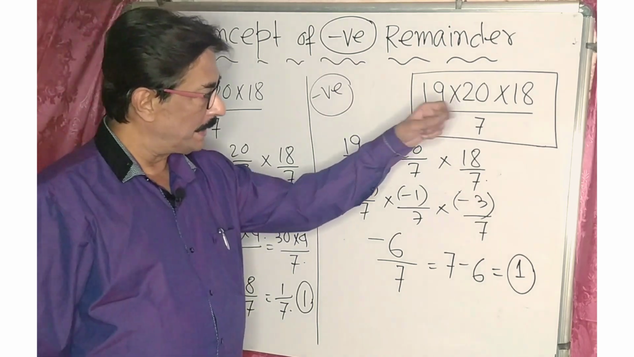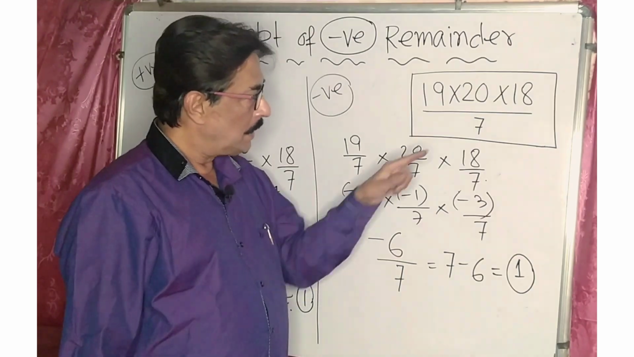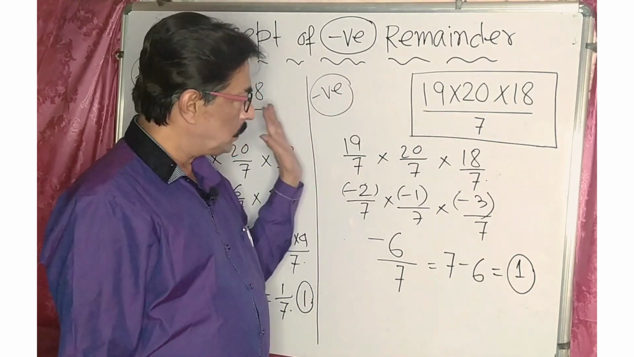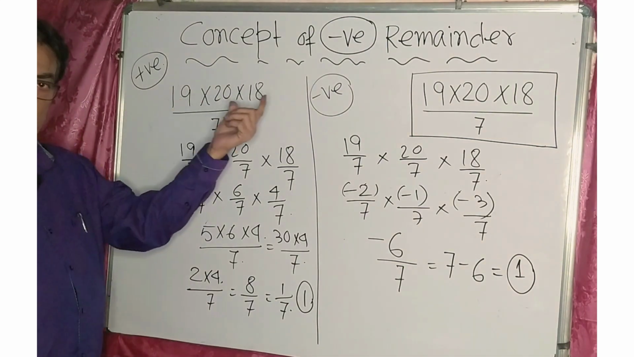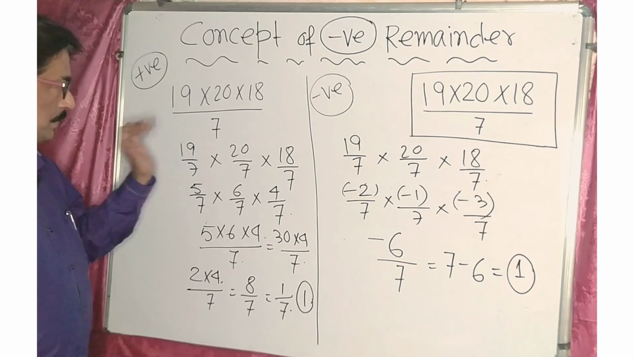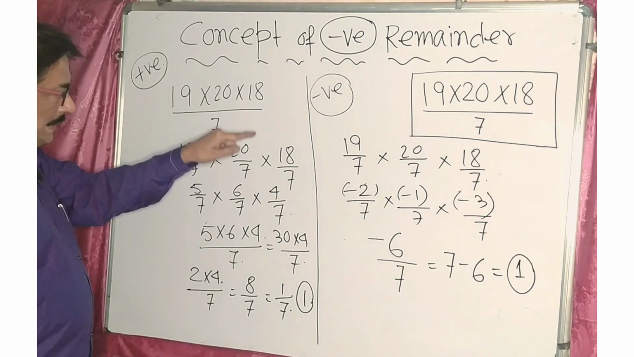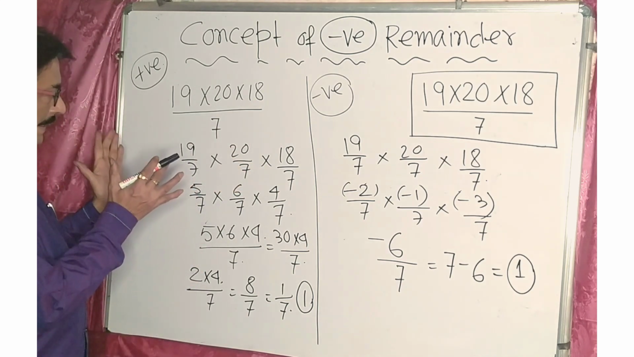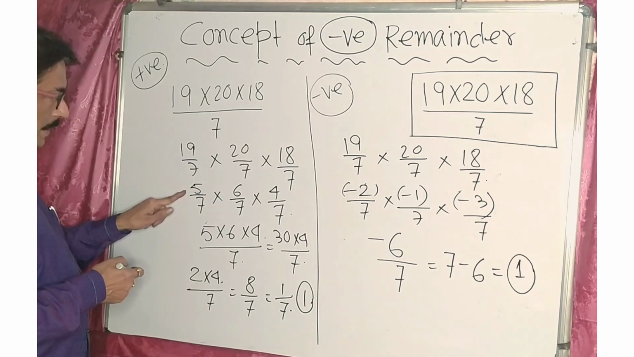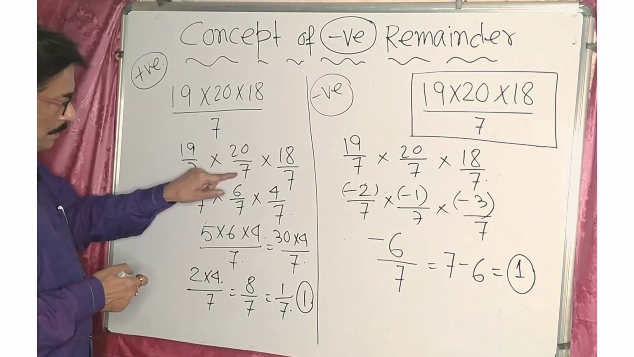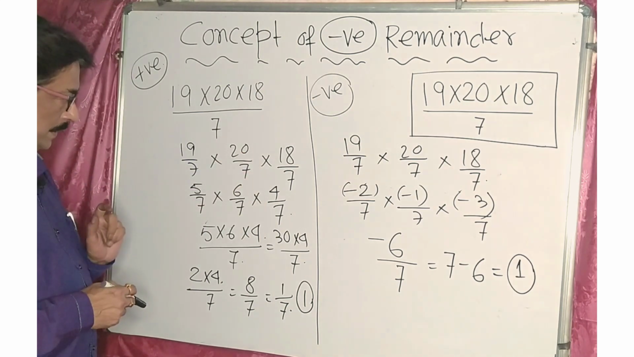Now let us give an example. 19 into 20 into 18 by 7. Then what is the remainder? We can take two different ways. One is the concept of the positive remainder. Second is the concept of the negative remainder. Now go for the positive remainder. 19 by 7, 20 by 7, 18 by 7, we have to count the individual remainders. So 19 by 7, 7 twos are 14, so 5 is the remainder. 20 by 7, 6 is the remainder. 18 by 7, 4 is the remainder.